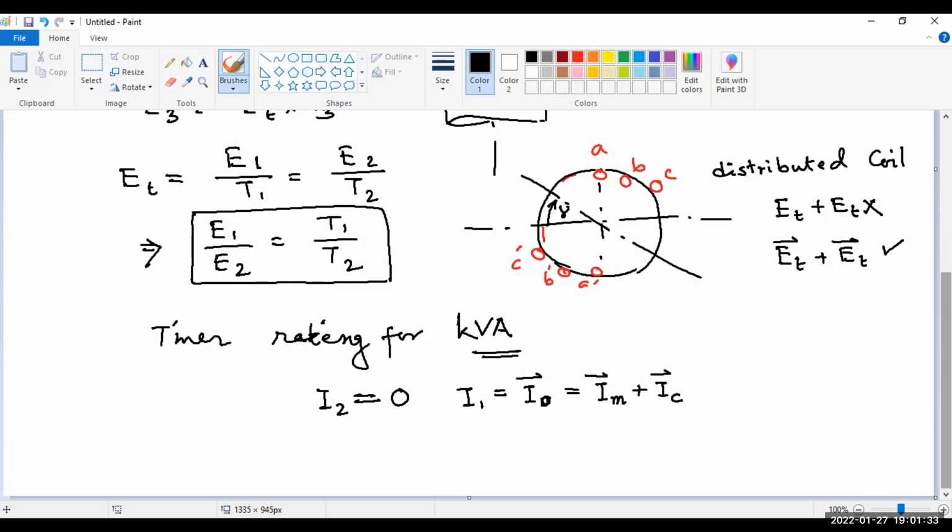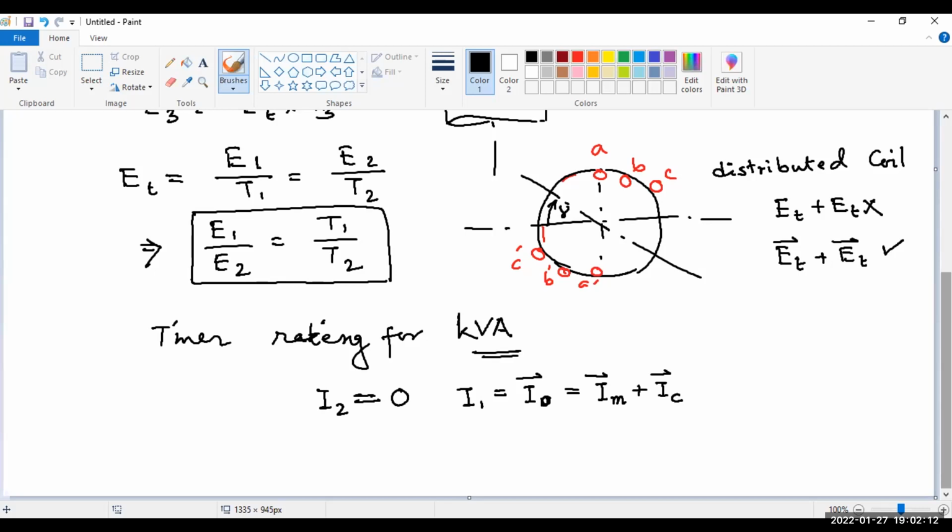Suppose in a transformer, I have removed the second coil. The coil which is being excited is the only coil on the core. Then what will be the current drawn by this coil when I am exciting it by its rated voltage? The no load current. So this current will be Im plus Ic. So that means this current, the no load current, is not related to the other coil.